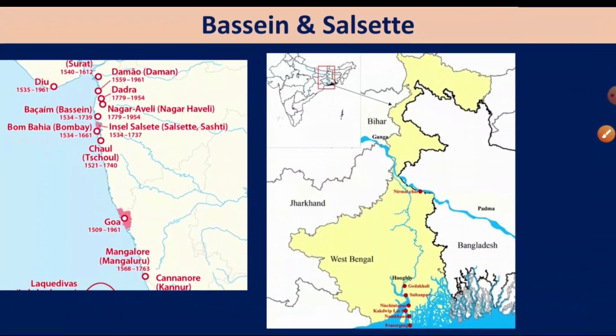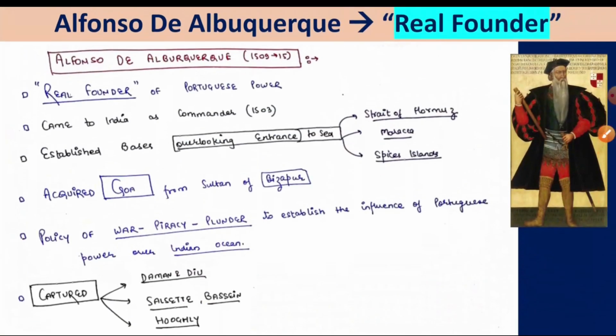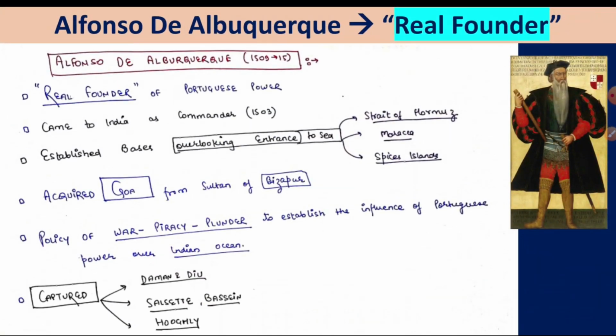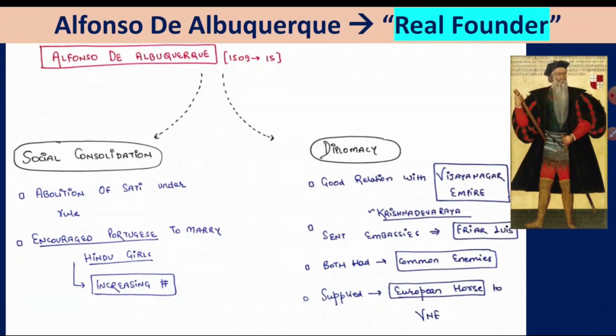Daman and Diu location you know, right? Then you have the Salsette and Bassein, these two places you can see here, and then you have the Hooghly. Everybody knows Hooghly in West Bengal. So he went from the western flank to the eastern flank. Okay, right. In fact, these were the golden periods of Portuguese in India.